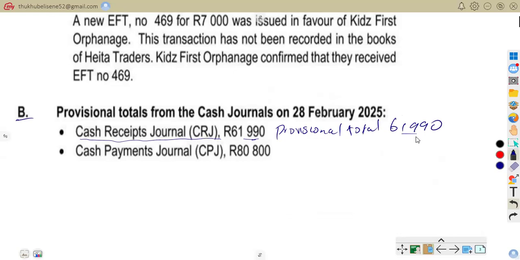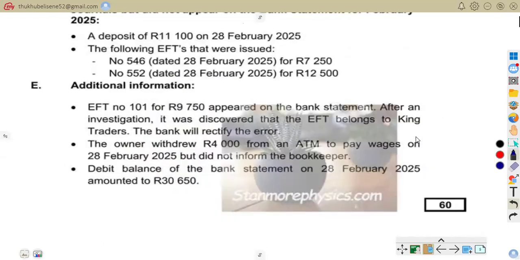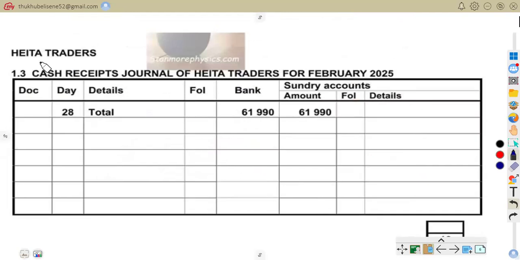So let's quickly go to our answer book and then record that as we are given the answer books. So here is our cash receipt journal for the Hater Traders. Like I've said, we're going to start with professional totals. You can see they are given. It is on the 28th, and under details, you're going to write total, and then it goes into the bank. Under sundry accounts amount, we have 61,990.